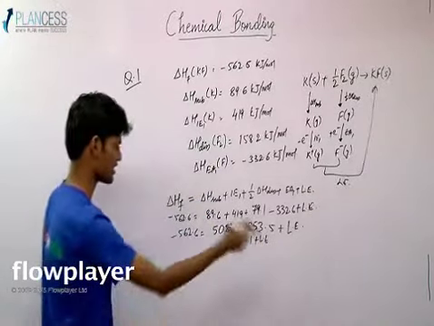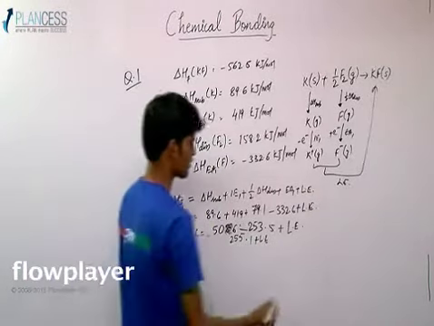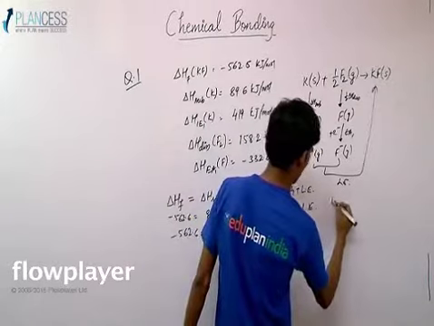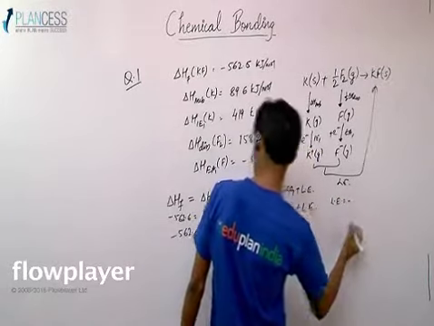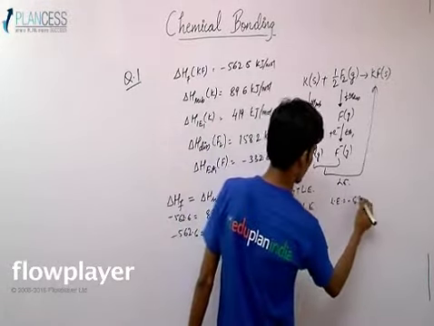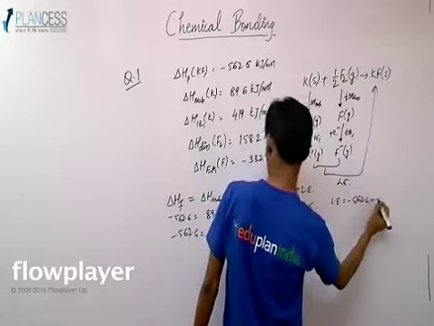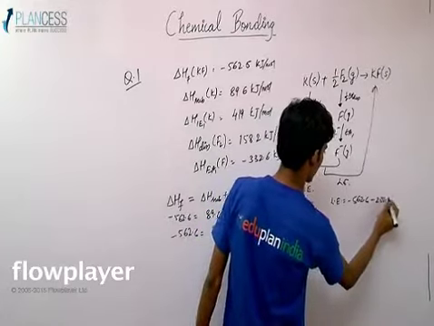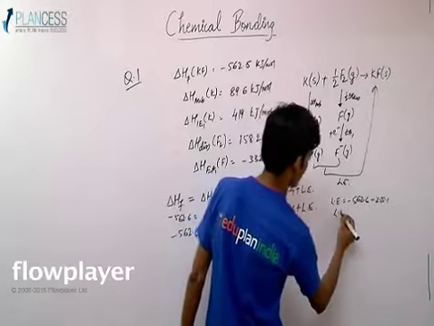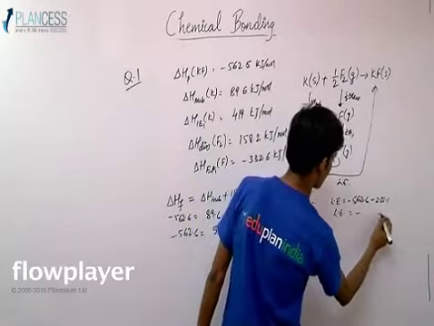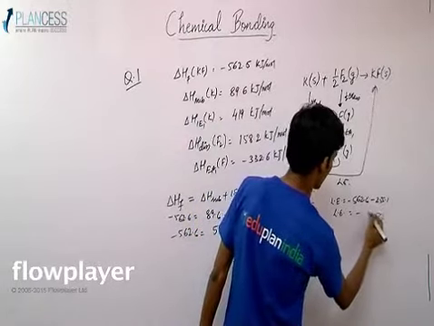So it will be positive. So lattice enthalpy would be equal to minus of 562.6 minus 255.1. So lattice enthalpy is minus of 0.7, this is 718.